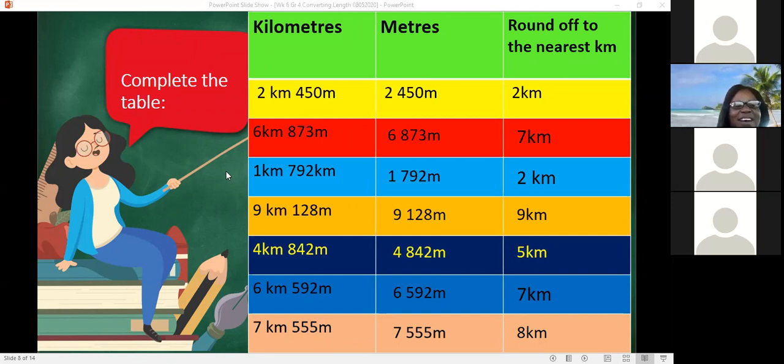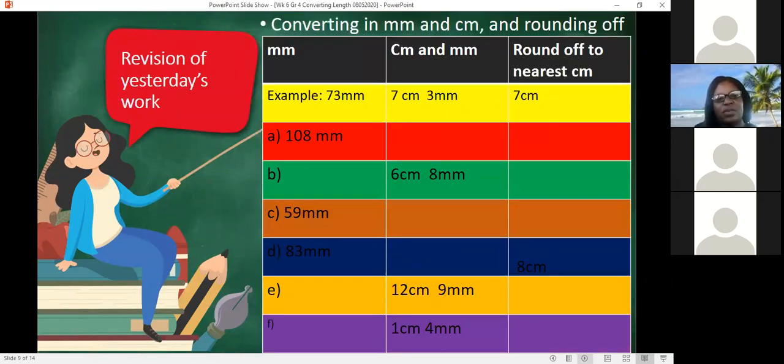Okay. All right. Thank you for those that have answered. So that is how we do it. If you are given kilometers and meters, you simply remove the kilometer, and then we write it as meters. There are many ways of converting. So this is yesterday's work. You can use the charts now. So it's centimeters and meters. This is what we did yesterday, so that's why I said revision of yesterday's work.